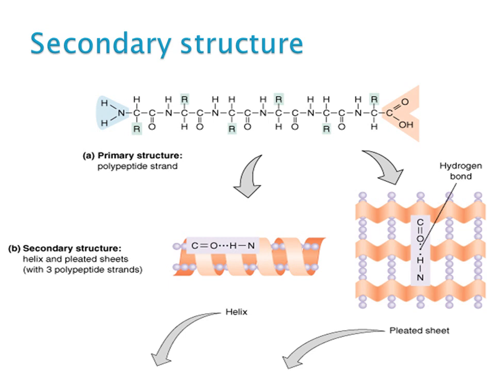Beta pleated sheet is like a plate. There are two ways for folding of protein to form secondary structure: alpha helix or beta pleated sheet. The bond that stabilizes alpha helix and beta pleated sheet is the hydrogen bond.